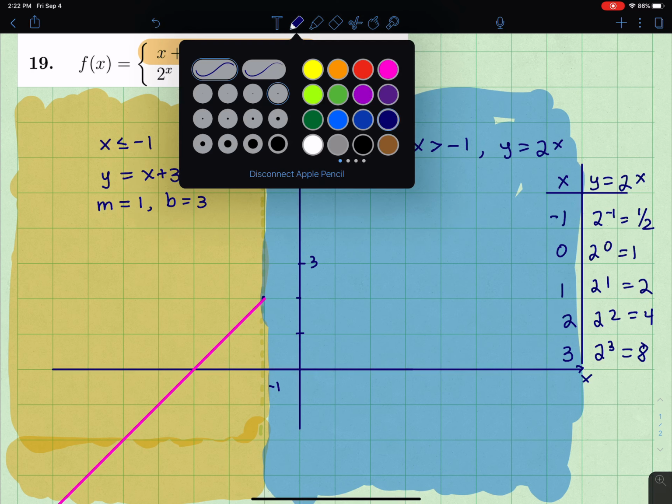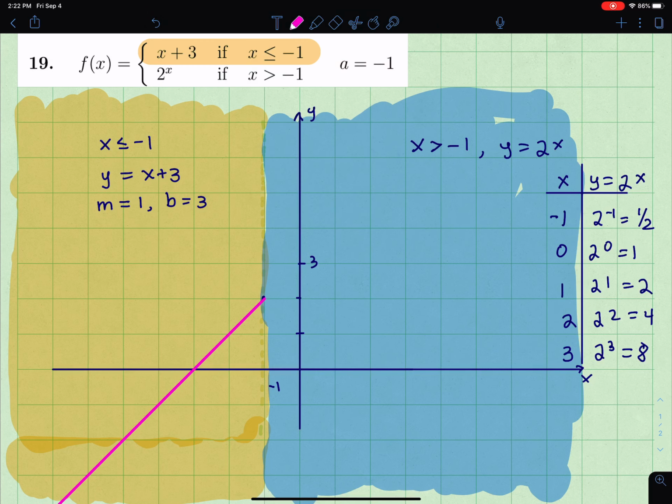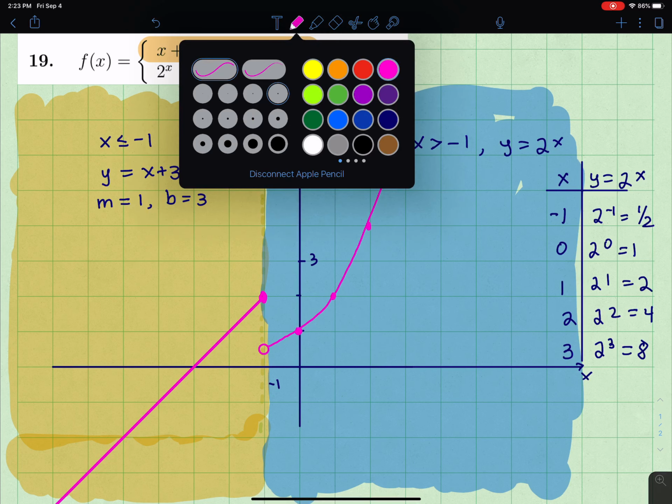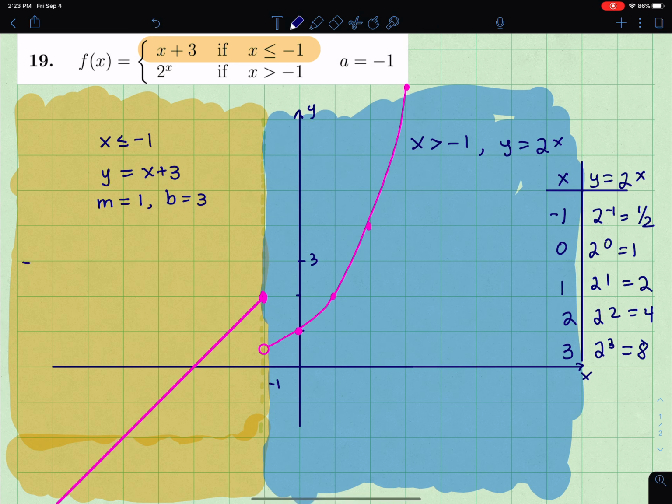Okay, back to pink. So I can plot some points. 2 to the -1, I get 1/2, but actually I don't really want to include that, so I'm just going to put an open circle for that. Then I have 1, I'm going to plot that point. 2, 4, and 8. 5, 6, 7, 8 is way up here. So this is the exponential, 2 to the x. All right, so mostly that was a challenge or something to do where we sketch the graph.